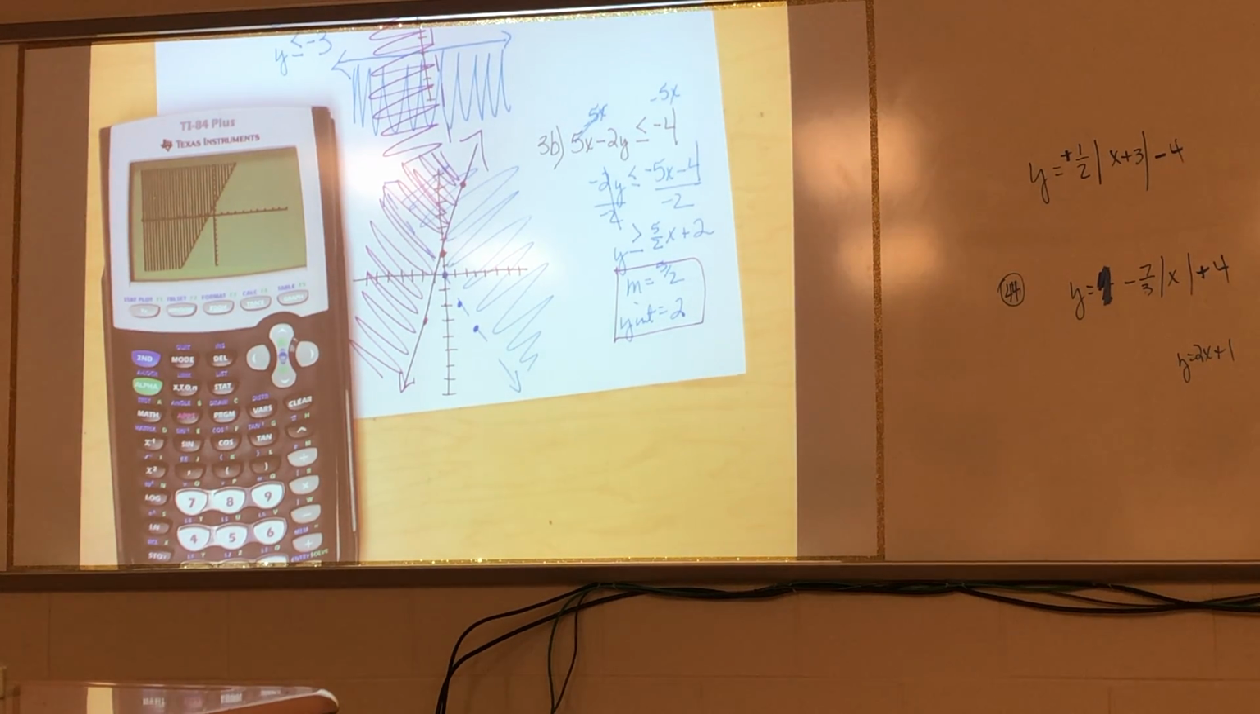Y'all, is there any reason to miss any of these on the test? No. Y'all, you ought to have the skills to solve inequalities, okay? So, come on, people. I expect to see some outstanding grades on this test.